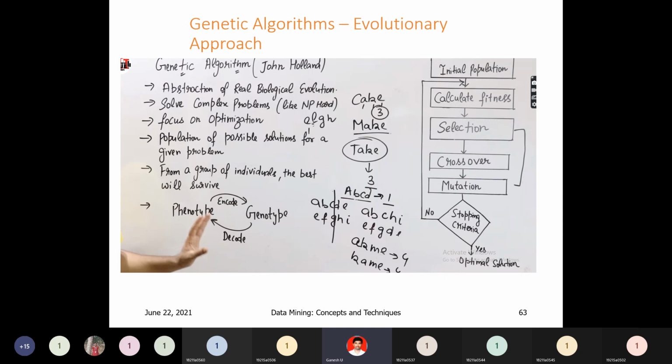It was proposed by John Holland. It is an abstraction of real biological evolution. It is a simple abstraction, a biological evolution method. We can use this algorithm for all.